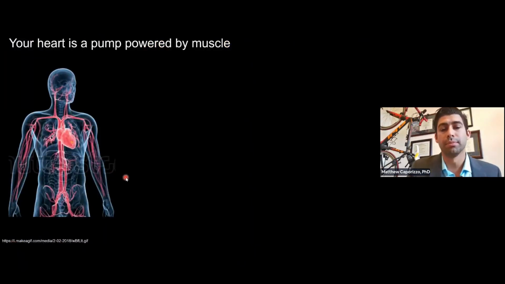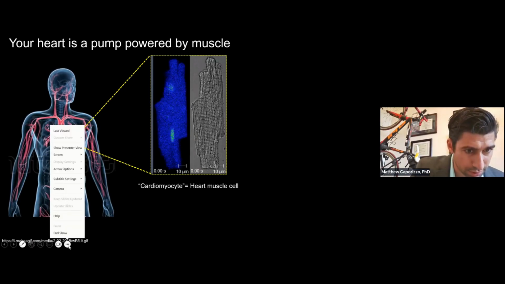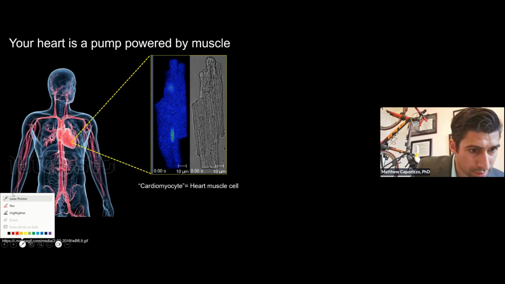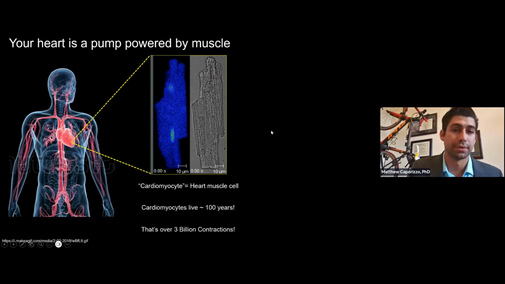Okay, so I think most of us are probably familiar with the purpose of the heart: to pump blood through your systemic circulatory system and deliver oxygen and nutrients. Your heart is a pump, but it's also a muscle, and it's powered by these cardiomyocytes, which don't divide. They're about 100 microns long, rod-shaped cells, and they're programmed to live as long as you do. So if you live to be 100, these cells are going to beat over 3 billion times.